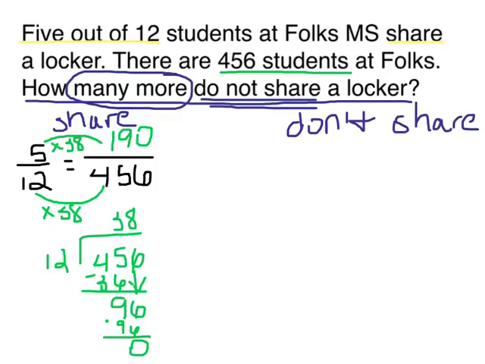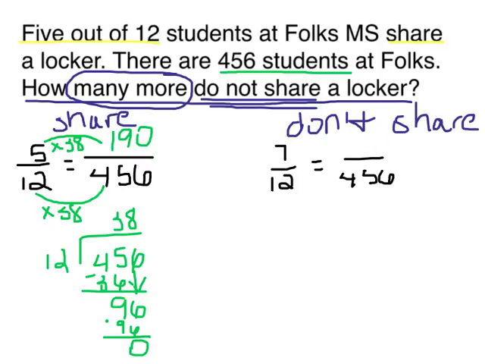For the students that do not share a locker, my ratio is going to be 7 out of 12. Out of the whole student body, 5/12 share a locker. That means 7/12 do not share a locker. 5/12 plus 7/12 gives me 12/12 or 1 whole. That 1 whole is the student body. So 7/12, we're going to find that equivalent fraction to 456 students. And this will help me figure out how many do not share a locker.